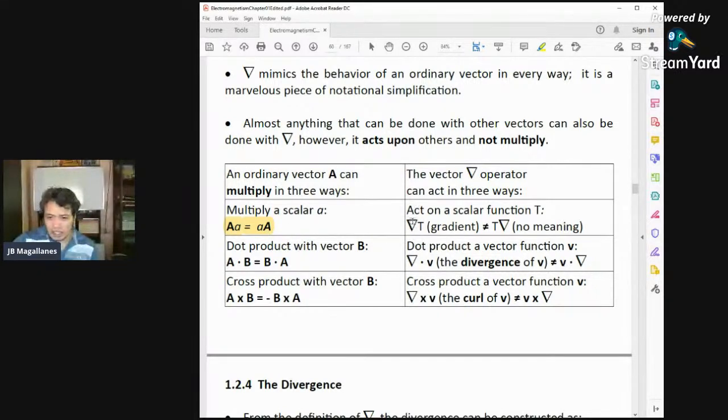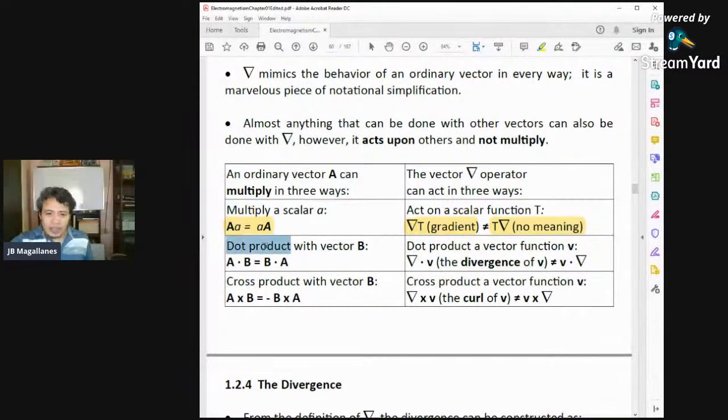Let's look at the difference between the multiplications of vectors and multiplications of the gradient to a function. For example, if you have a vector A multiplied by a scalar a, this is just equal to the scalar a multiplied to vector A. In this case, the del is acting on a function T. This is called the gradient. Here you cannot commute. T times del has no meaning unless you put a function next to the del. If you put a function here, then that has meaning. But these two don't have meaning.